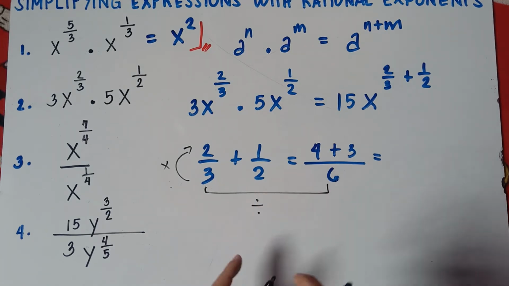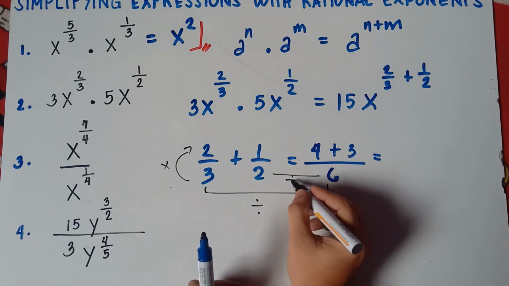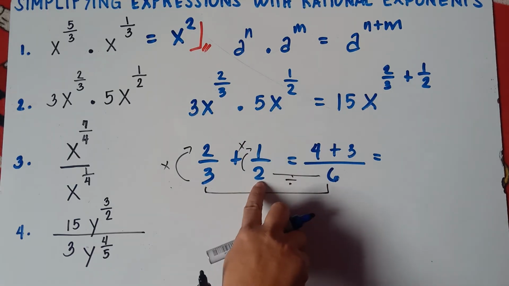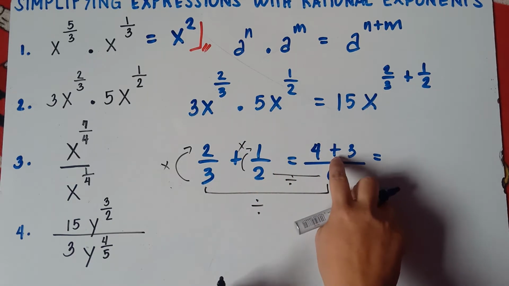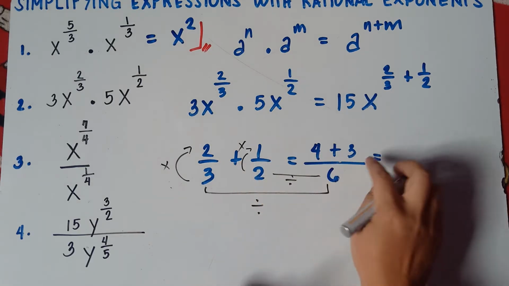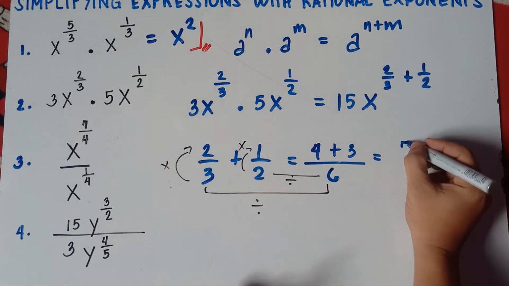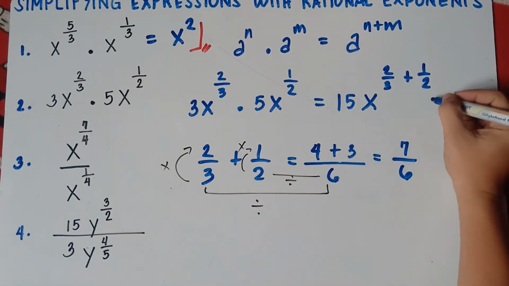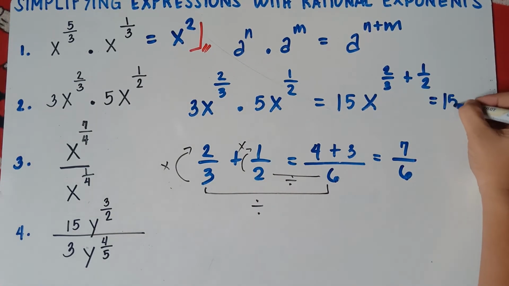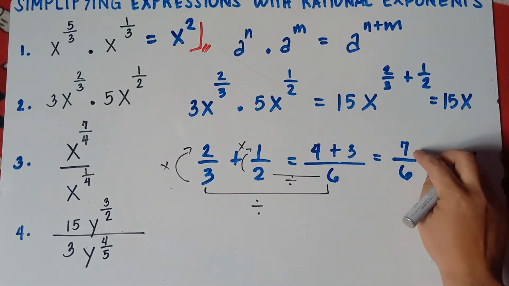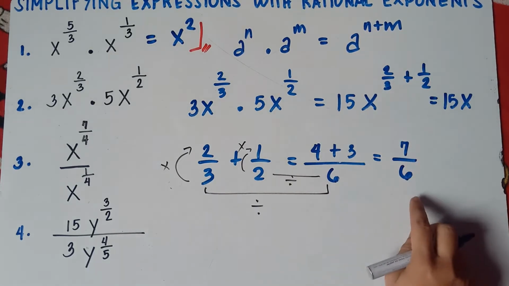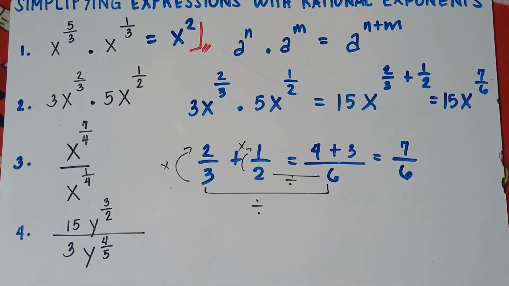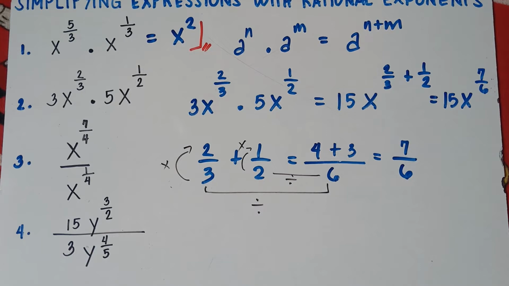Okay, 6 divided by 2, so you divide, and then you multiply. So 6 divided by 2, that is 3 times 1, that is 3. Do not forget the plus sign, class. So you add 4 plus 3, that is 7 over 6. So that's the answer, class. So our final answer will be 15x raised to the power of, so 2/3 plus 1/2, that is 7 over 6. Raised to the power of 7 over 6. Alright, so that's the answer for number 2.